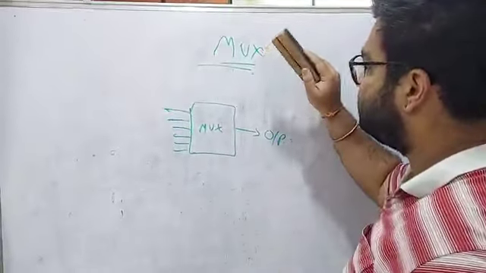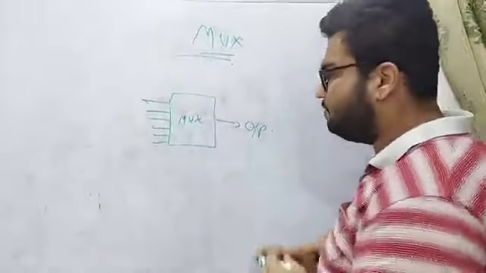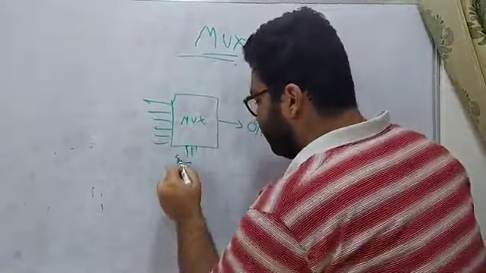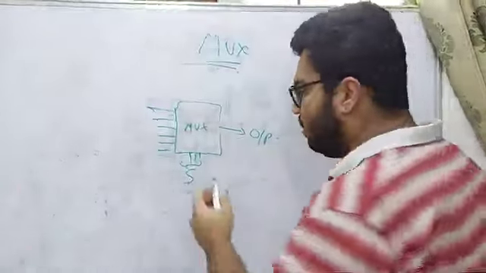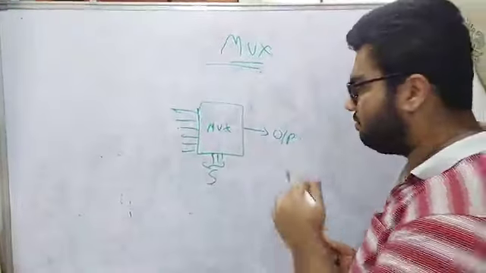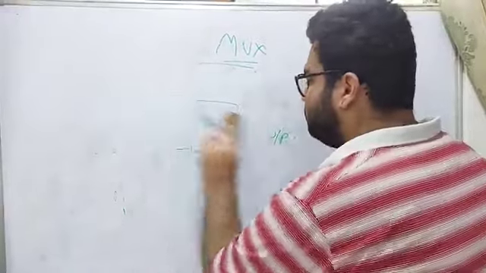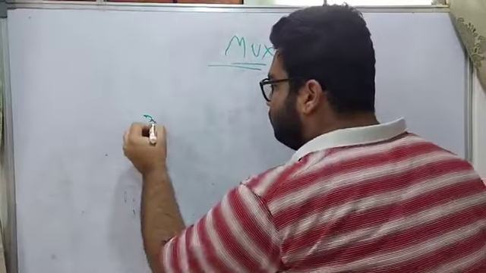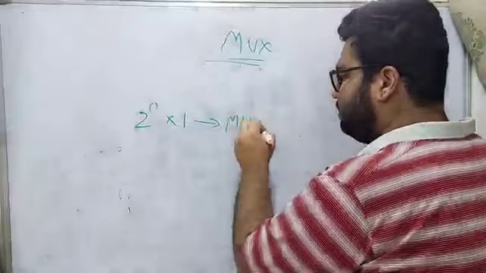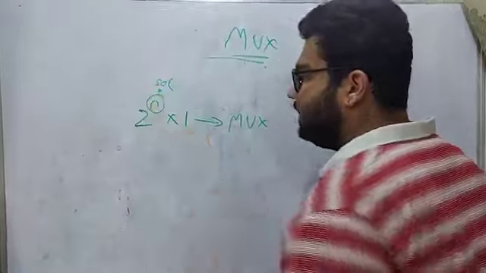So how does this multiplexer know which of these inputs should be the output? For that purpose, there are a few other lines, called select lines. How do we know how many input lines there are, or how many select lines are required for these input lines? For that, there is a general expression for a multiplexer: 2 power n cross 1, where n is the number of select lines.